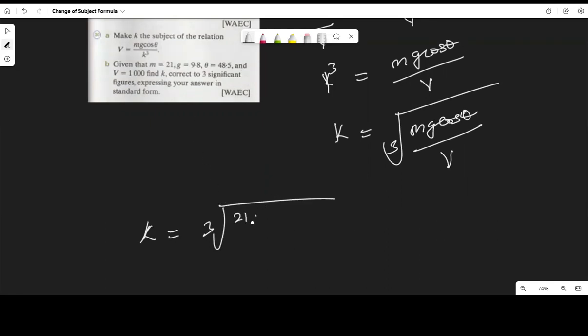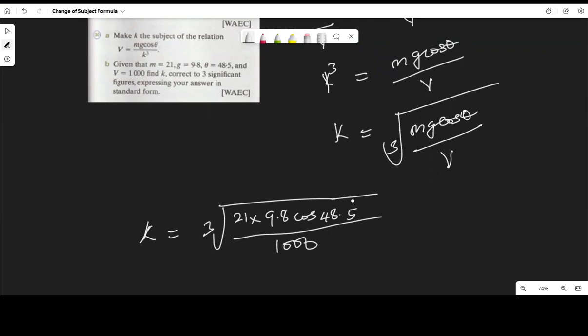times g is 9.8 and cos theta is cos 48.5, all over d is 1000. Cos 48.5 is 0.20378 approximately, then multiply by 9.8 times 21, which is 41.9382.